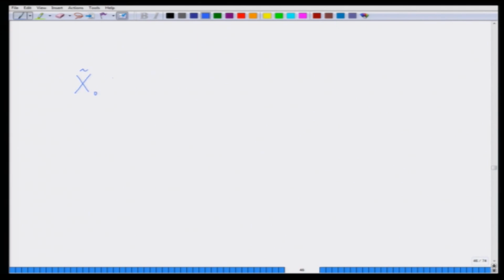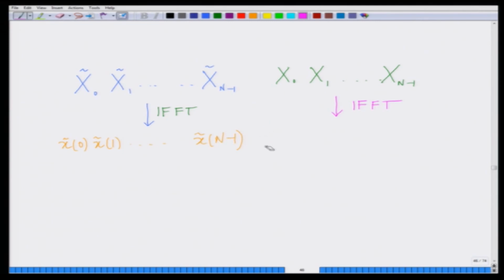Let us consider the first set of symbols X tilde 0, X tilde 1, so on up to X tilde N minus 1. These are the symbols that are loaded onto the subcarriers, and then I process them using the IFFT operation to generate the samples x tilde 0, x tilde 1, up to x tilde N minus 1. In the second OFDM symbol, let us say I have symbols X0, X1 up to X N minus 1. I again use the IFFT operation to generate the corresponding samples of the transmit signal x0, x1, up to x N minus 1.